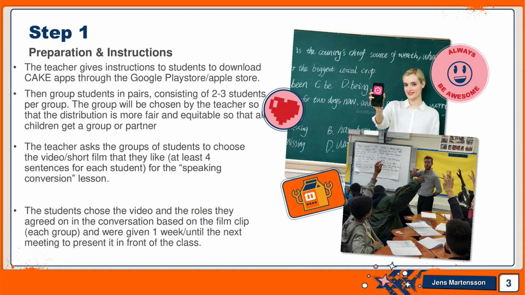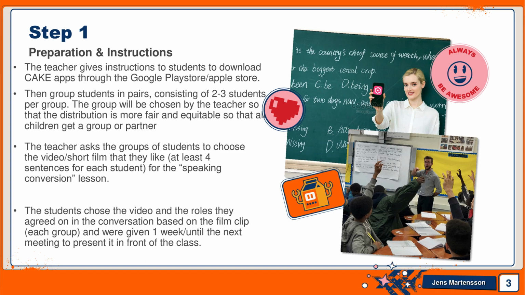Step 1. Preparation and instructions. The teacher gives instructions to the students to download the Cake app through the Google Play Store or App Store. Then, group the students in pairs, consisting of 2 to 3 students per group. The groups will be chosen by the teacher so that the distribution is fair and equitable, so that all children get a group or partner.